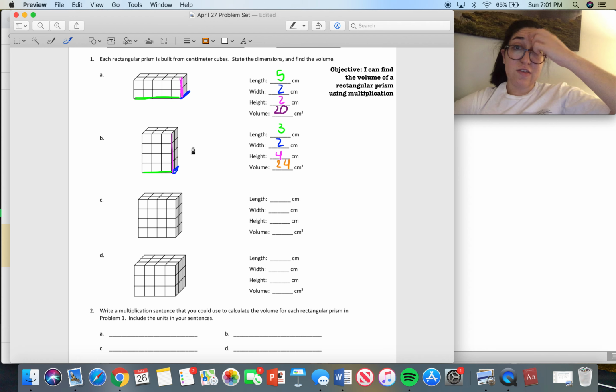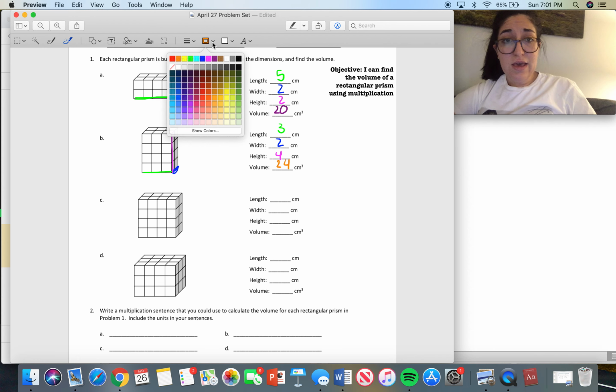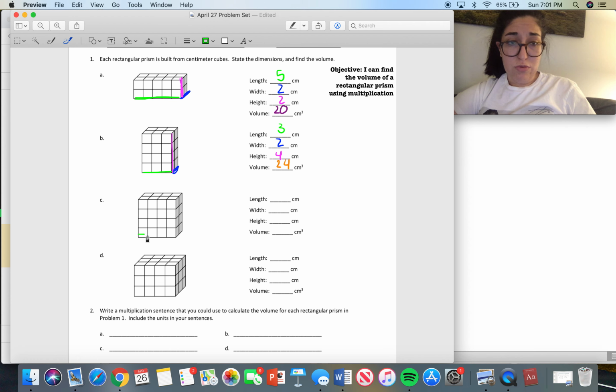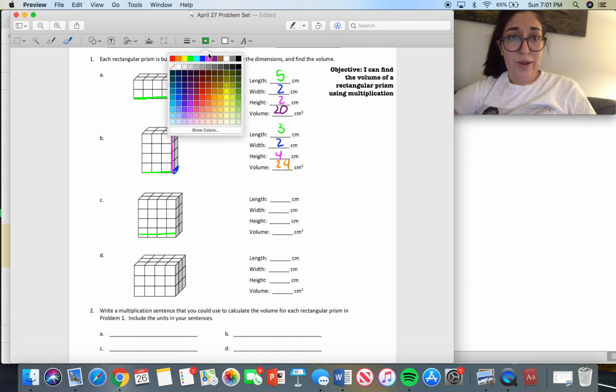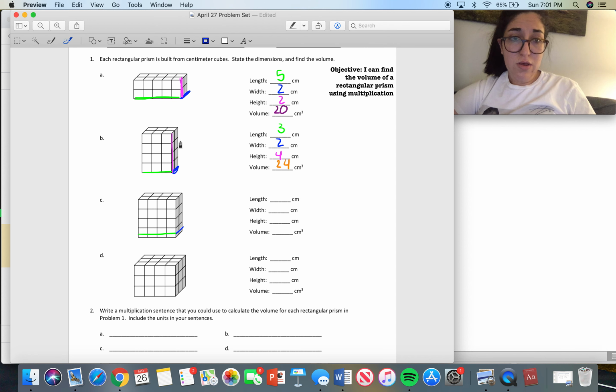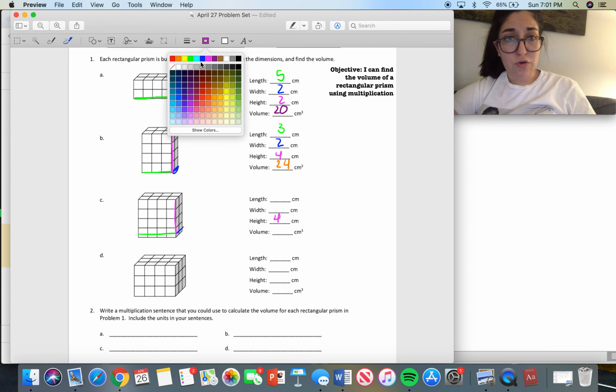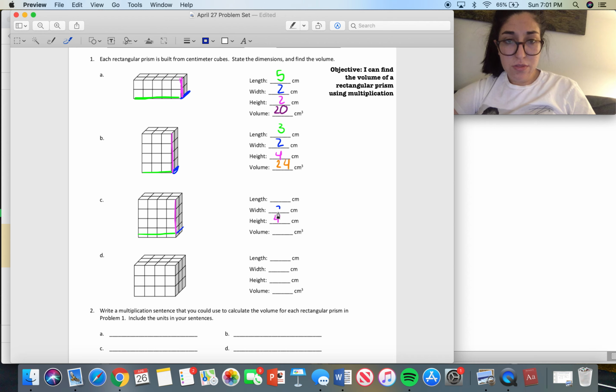right? So we look at this next one, and again, the length is 1, 2, 3, 4. The width is 2, and the height is 1, 2, 3, 4. So it's 4 times 4 times 2, right? 4 for the height, 2 for the width, and 4 for the length.